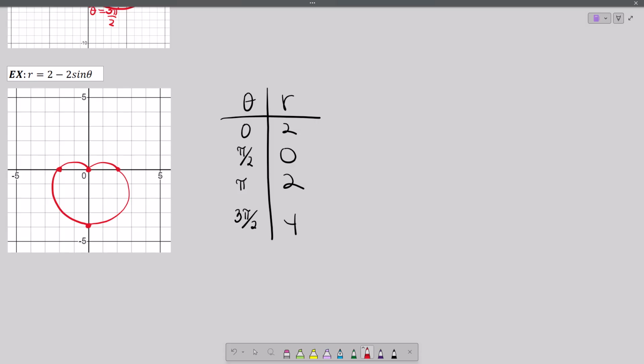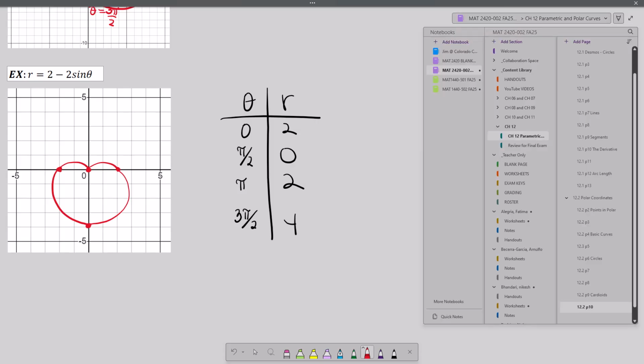All right. Any questions? So those are the graphs that we're going to look at in this class. Cardioids being the most complicated, circles, cardioids, and some lines. Lines, circles, and cardioids.